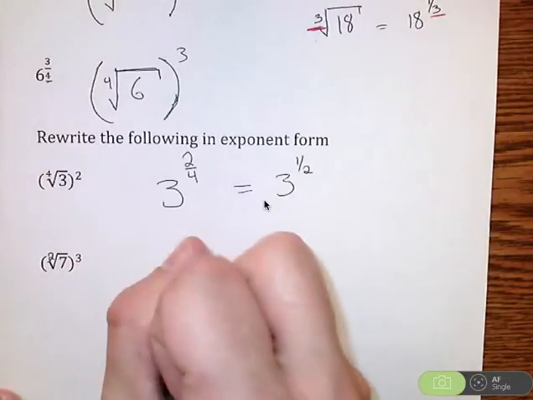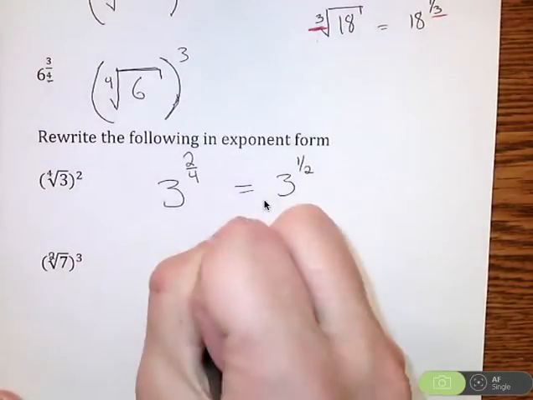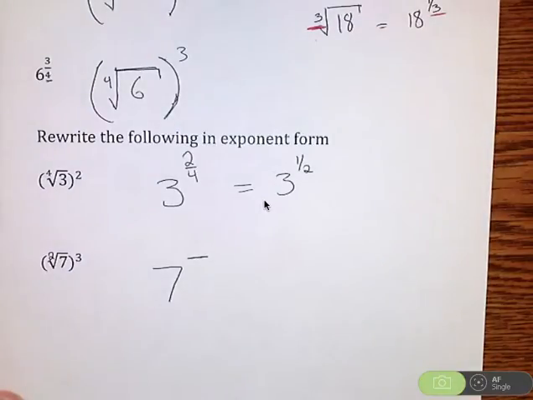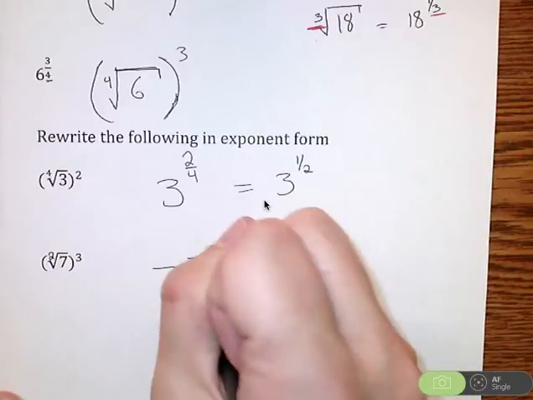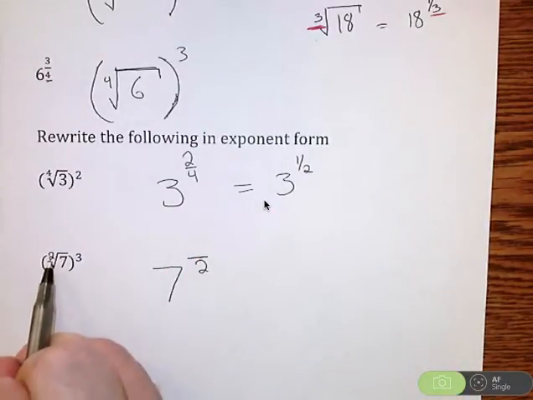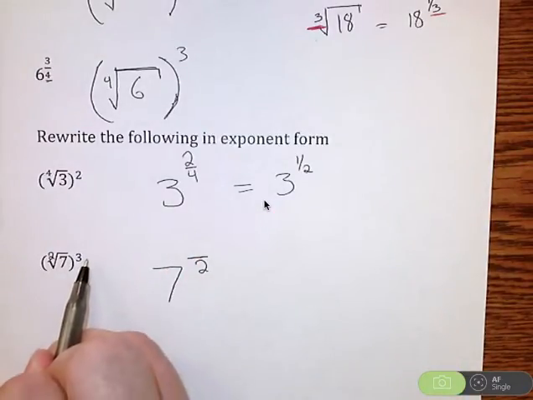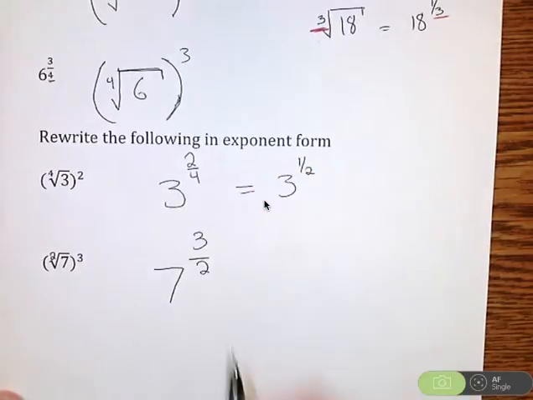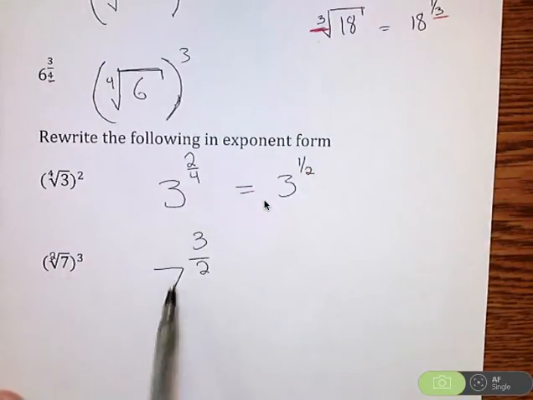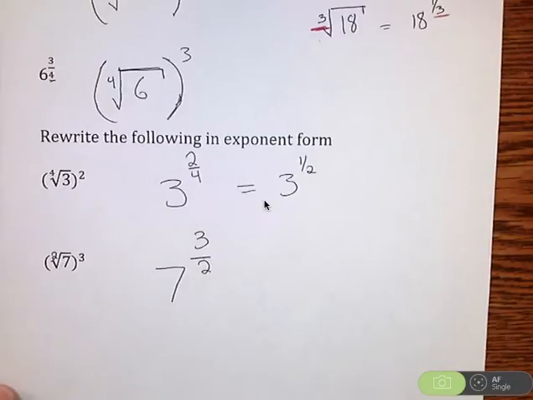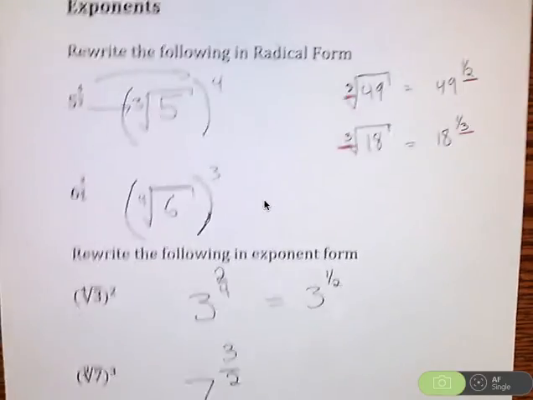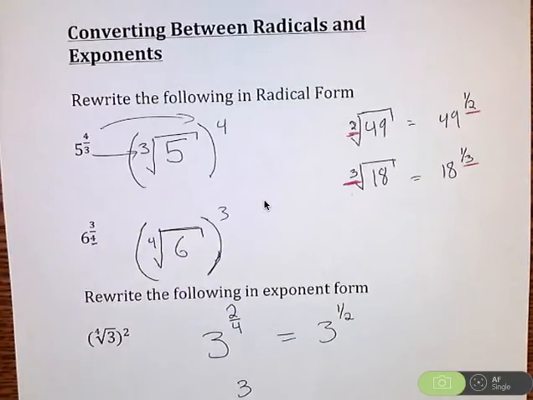So I have a 7 inside, so I'm going to have a base of 7. Just have to figure out what my exponent is. It's the second root, so I'm going to put a 2 on the bottom. The root is the denominator. So that 3 is going to be on top. So this is the same as 7 to the 3/2 power. And that is converting between radicals and exponents.